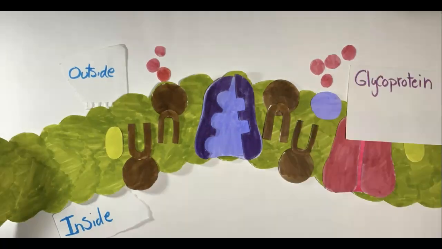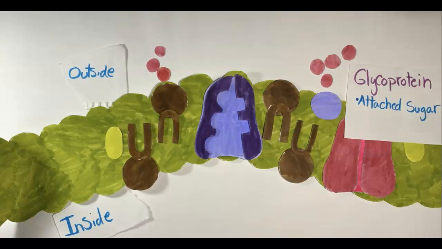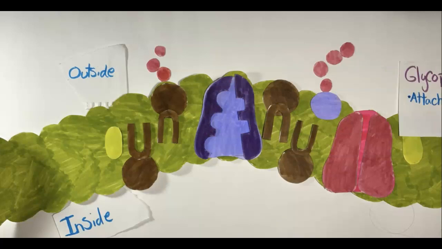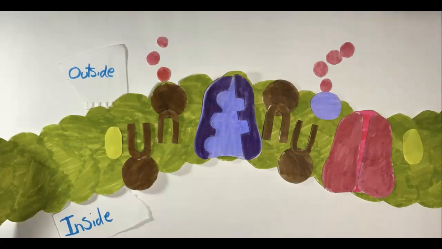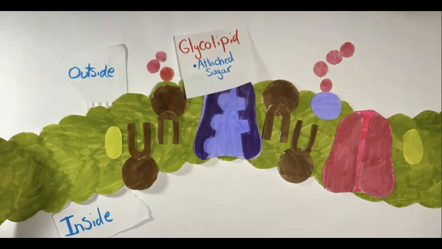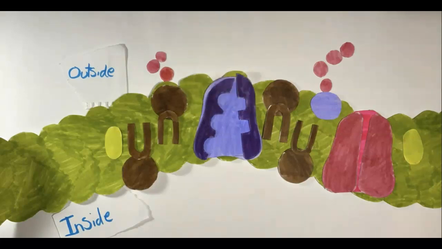The next part we have is our extrinsic proteins. These guys will be on the outside of the plasma membrane. They are called glycoproteins and have an attached sugar molecule. If the sugar molecule is attached to a phospholipid, it is a glycolipid. These guys are really good for helping cells recognize other cells.